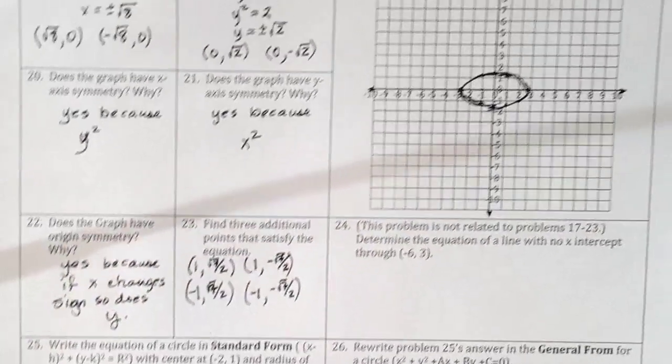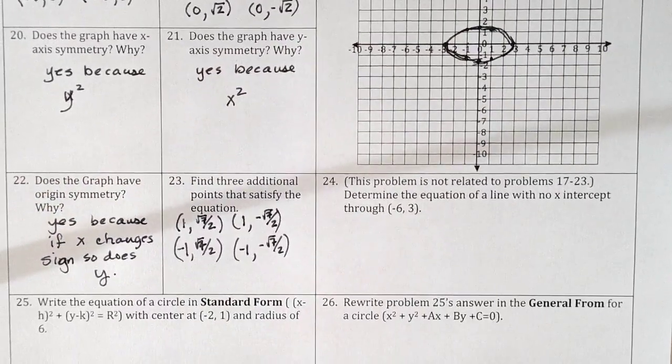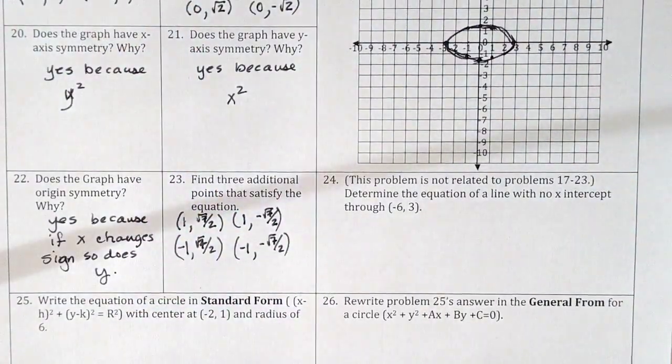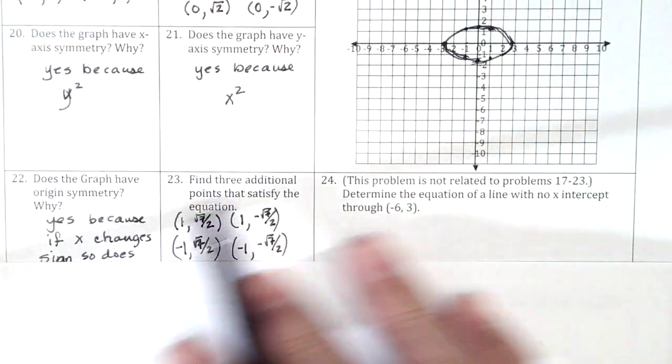Okay, that's all of 17 through 23. I'll deal with that equation. 24 is a new problem. This is not related to 17 through 23.